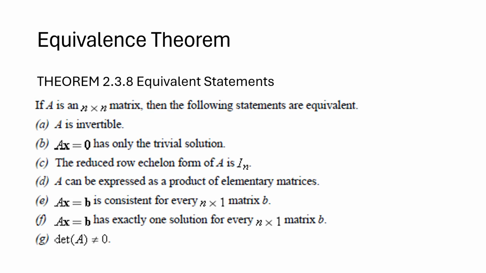If matrix A is an n by n matrix, then the following statements are equivalent. A is invertible; AX equals 0 has only the trivial solution; the reduced row echelon form of A is the identity matrix; A can be expressed as a product of elementary matrices; AX equals B is consistent for every n by 1 matrix B; AX equals B has exactly one solution for every n by 1 matrix B; and the last one is the determinant of A is not equal to 0.